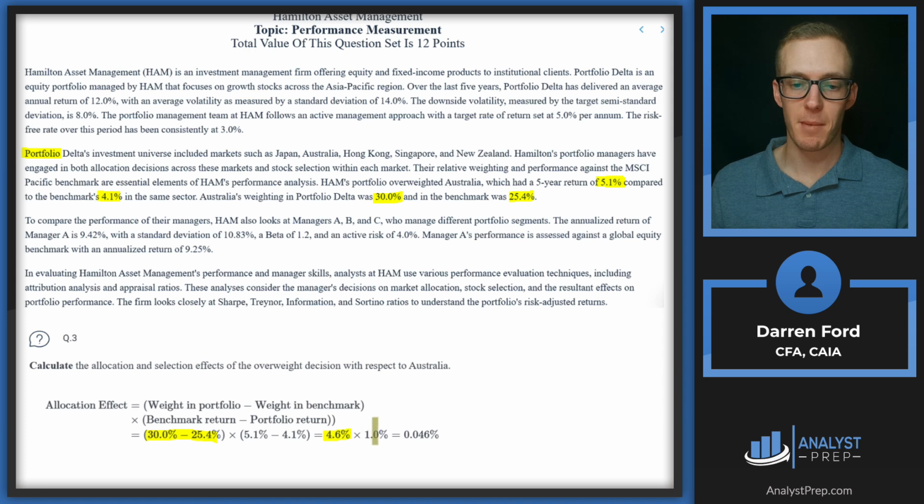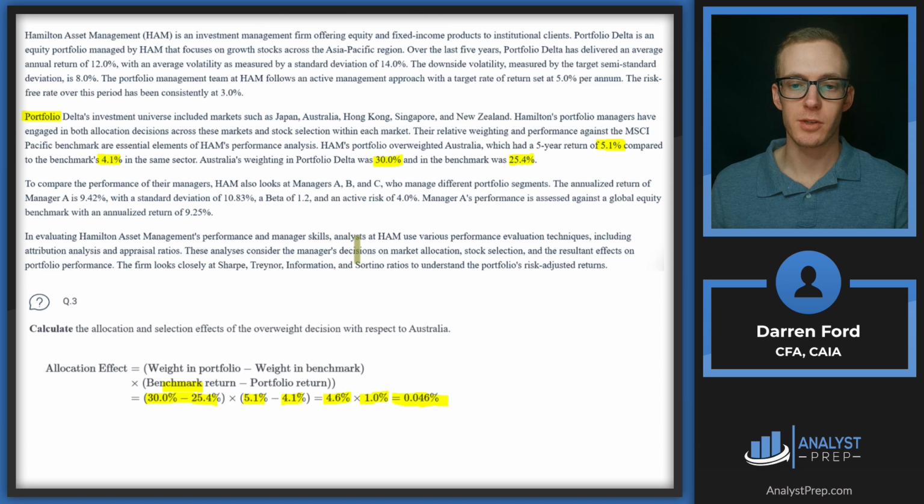And then we're going to multiply that by the difference in our return versus the benchmark. These two should be flipped. Sorry about that. It should be portfolio minus benchmark. So 5.1 minus 4.1% gives us 4.6% times 0.1%, or times 1%, gives us an allocation effect of 0.046%.